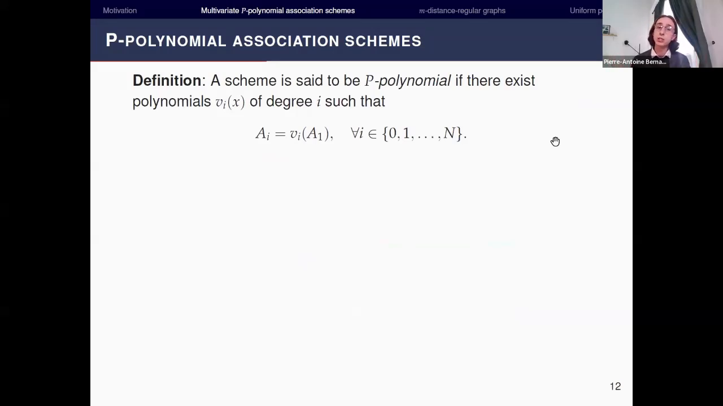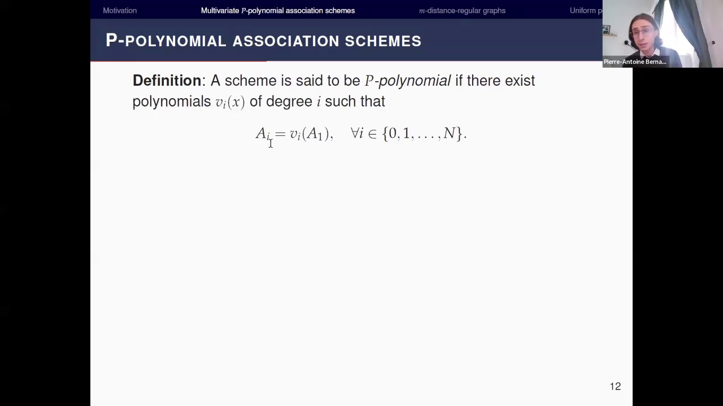Now, a P-polynomial scheme, the idea is very simple. We just say that it's the scheme where Ai is a polynomial of degree i in A1. So basically, you get all the Ai by just taking some combination of monomials in A1. And this is what this definition tells you.